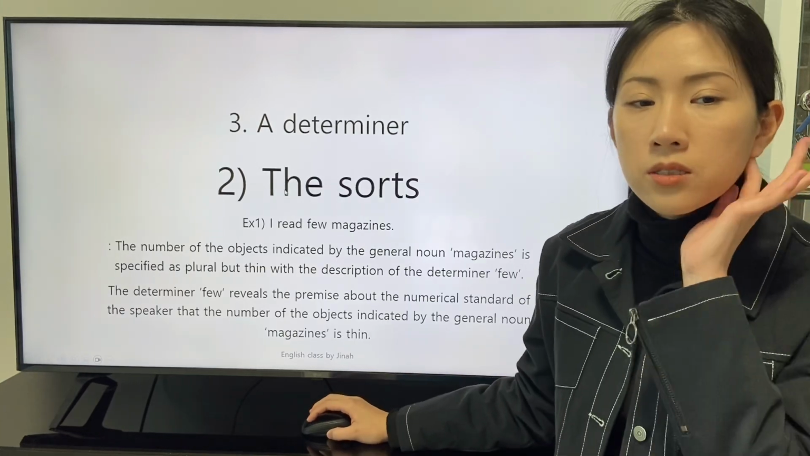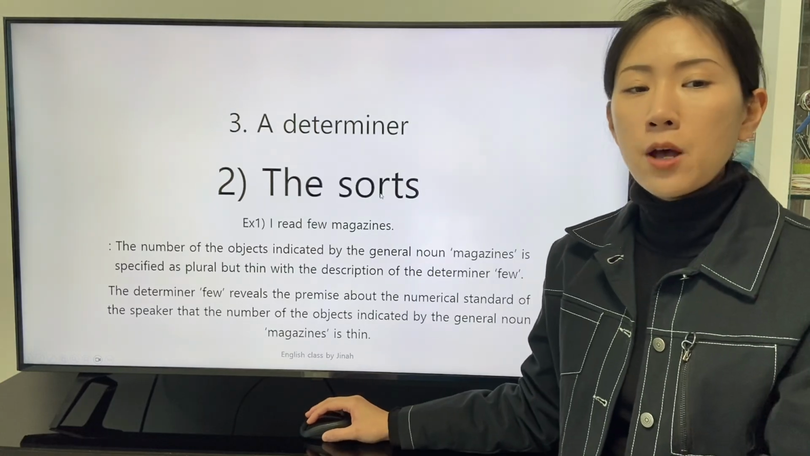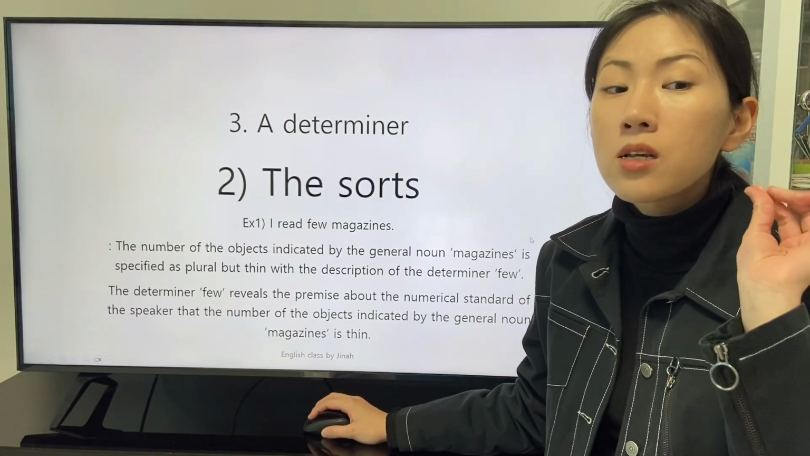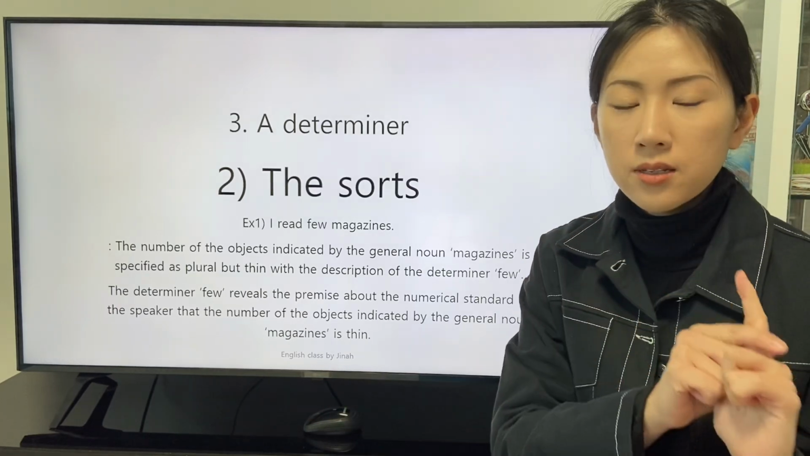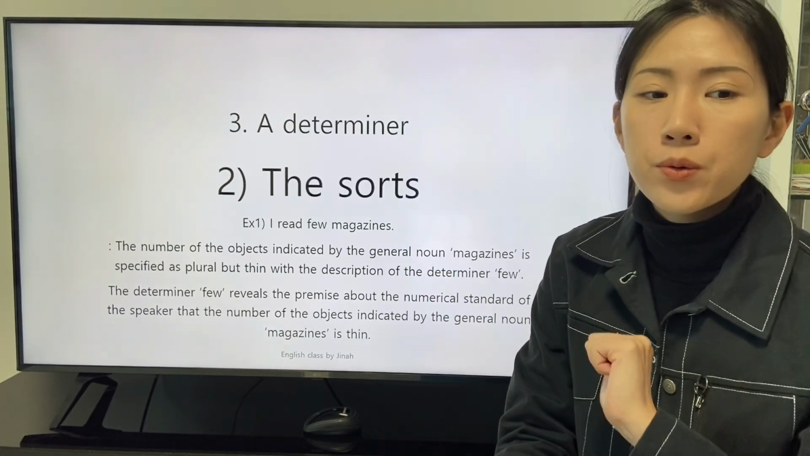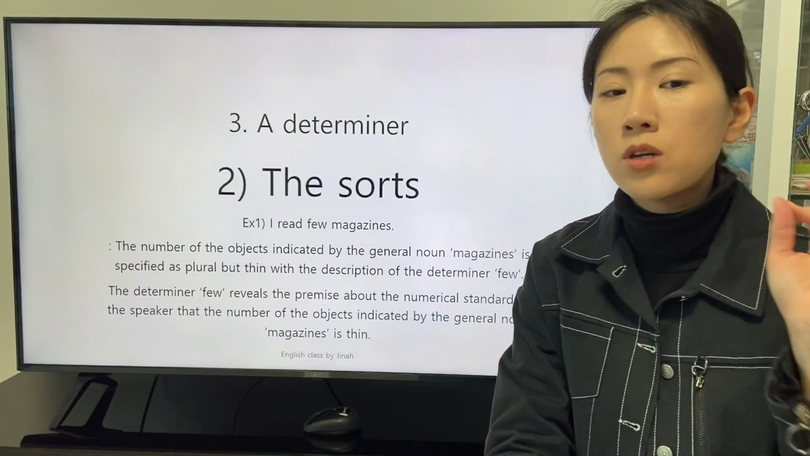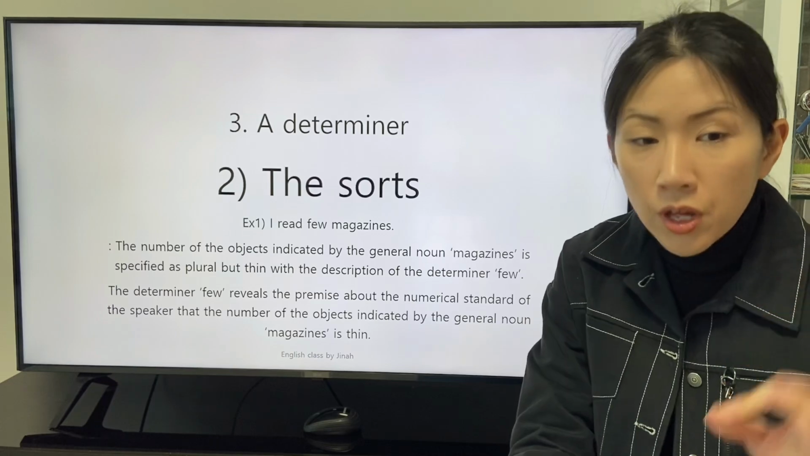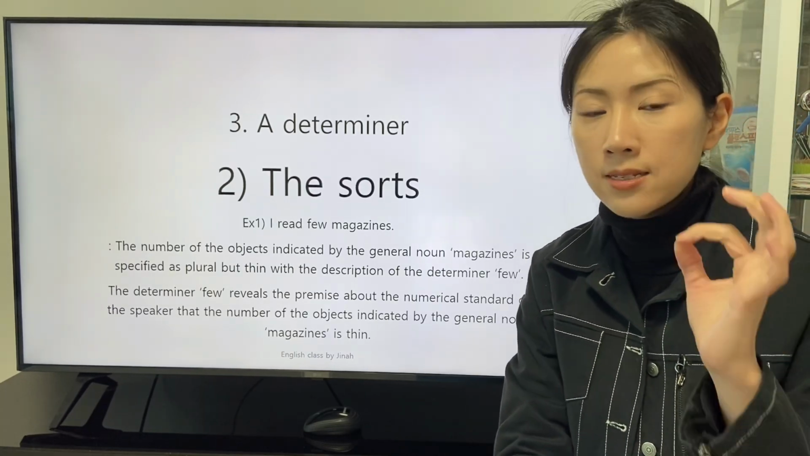There is a clause. I read few magazines. The number of the objects indicated by the general noun magazines is specified as plural but thin with the description of the determiner few. The determiner few reveals the premise about the numerical standard of the speaker that the number of the objects indicated by the general noun magazines is thin.